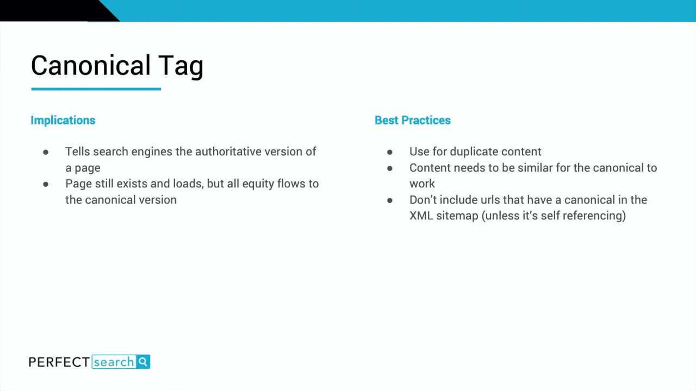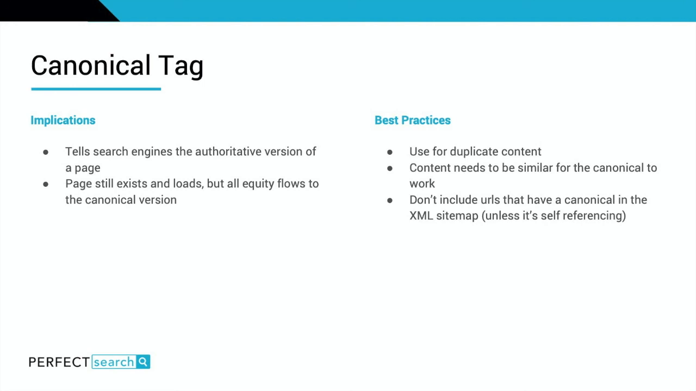So best practices, use this for duplicate content. If there are any URL parameters that are created, make sure that you have a canonical version of the main content that you want all of the equity to go to. Another example of this is if you have paginated content, like on a blog, with /page 2, page 3, ultimately the canonical version of it is just the main blog page. So the content does need to be similar for the canonical tag to work.